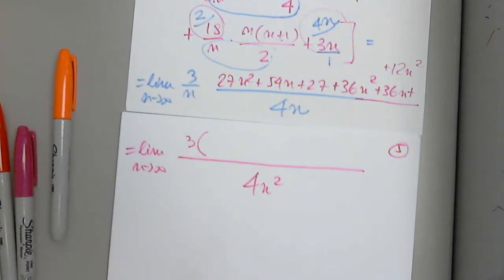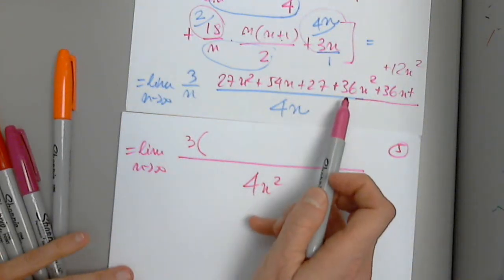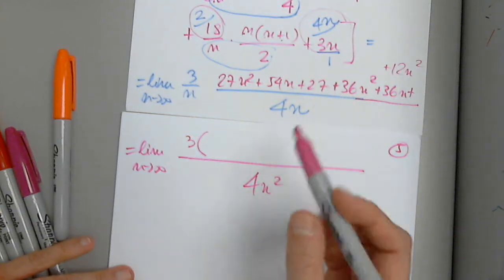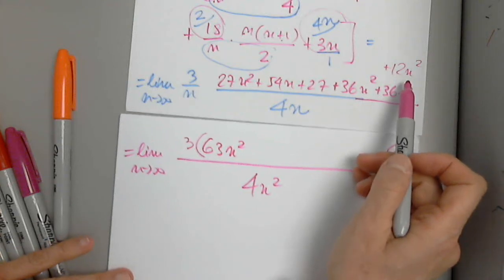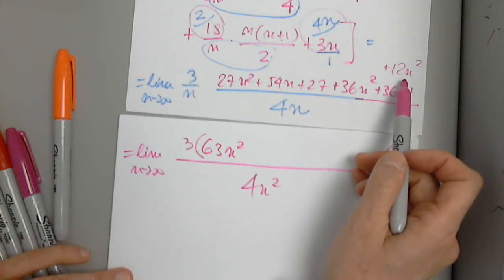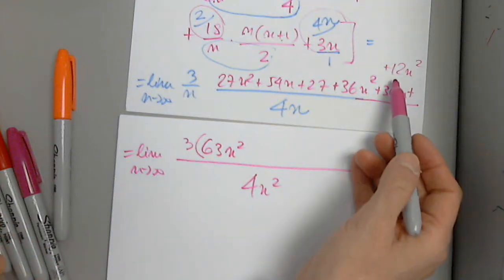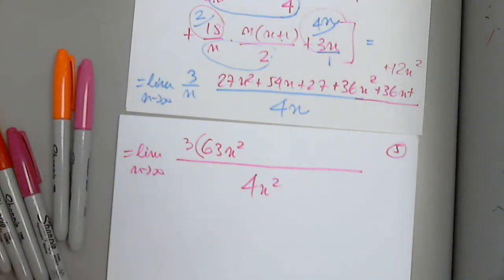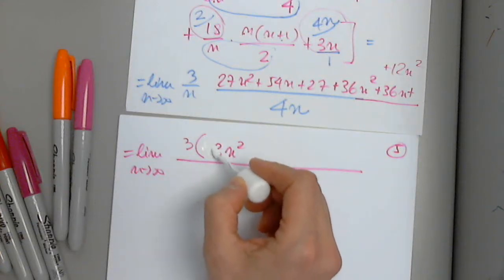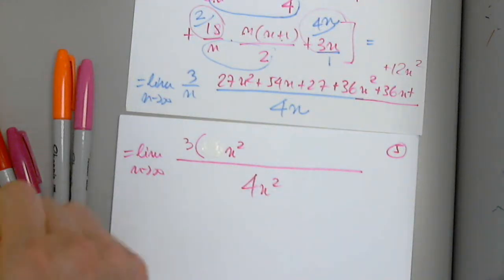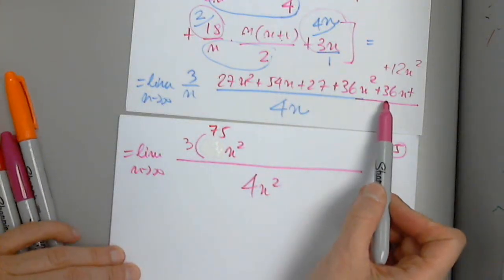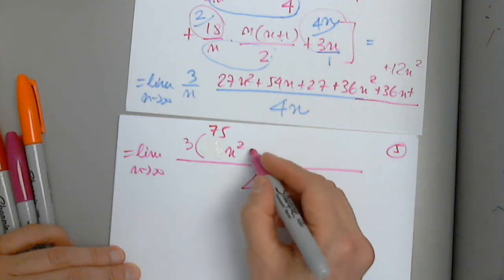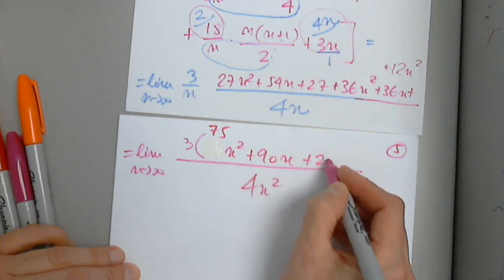3, and parentheses. So 27 and 36. 63? Oh, I'm sorry, I forgot about this 12. So it's 75. So 75n squared. And then 54 and 36. That's 90. Very good, thank you. And then plus 27.